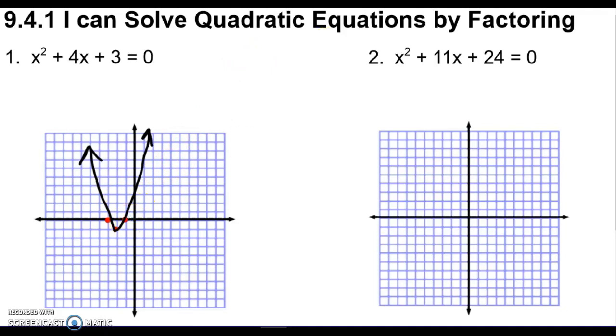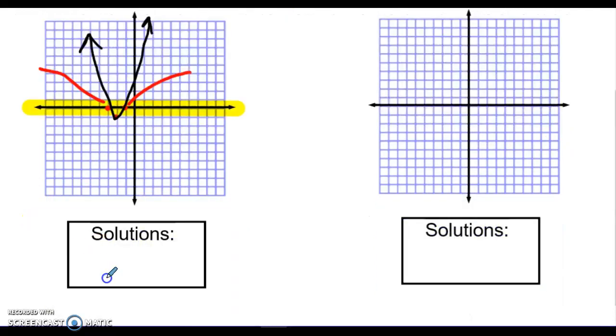So I want you to look at these 2 points. Remember that when we're trying to find what the zeros are, or the solutions, they're where the parabola crosses the x-axis. So do you see that that happens at -1? And it happens at -3. So I'm going to hop down here and I want you to write down in the solutions box that the solutions are -1 and -3. So x equals -1 and -3.